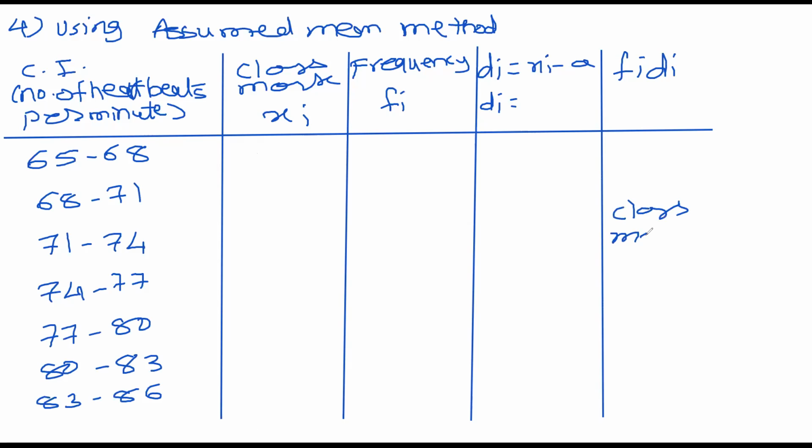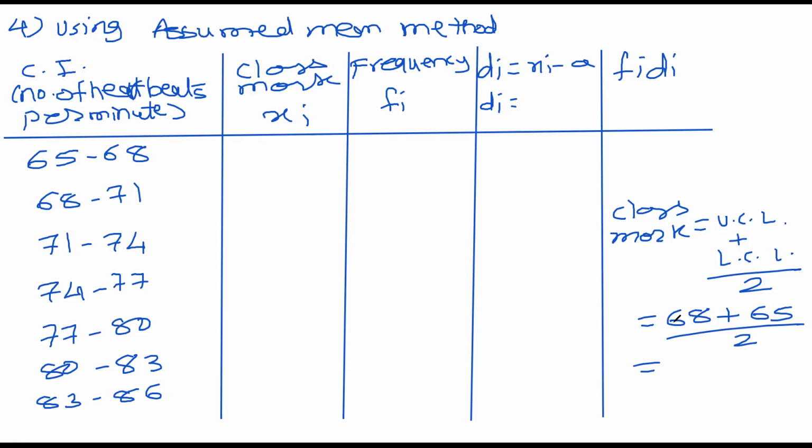ओके, मी परत इथे दाखवतो, नंतर मी इरेज करतो. Class mark is equal to upper class limit plus lower class limit upon 2. तुम्ही फुल फॉर्म लिहा. So you can show it for first class, that is 68 plus 65 upon 2. 68 plus 65 is how much? किती होतात? 133 होतात, right? Upon 2. किती होणार आहेत? 66.5. Very good. Yes, 66.5.